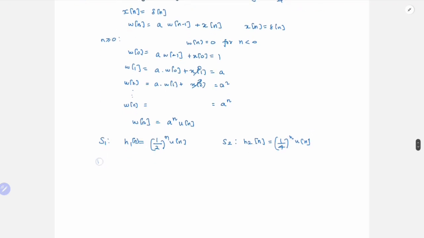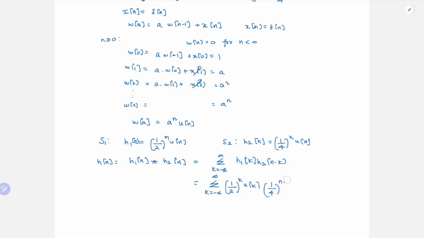So now we need the full impulse response, which is nothing but your h1 of n convolved with h2 of n. So this is going to be equal to summation k equal to minus infinity to infinity 1 by 2 power k, or let me write it in terms of h1 and h2 and then substitute it, h2 of n minus k. So this is equal to summation k equal to minus infinity to infinity 1 by 2 power k u of k. This is 1 by 4 power n minus k u of n minus k.